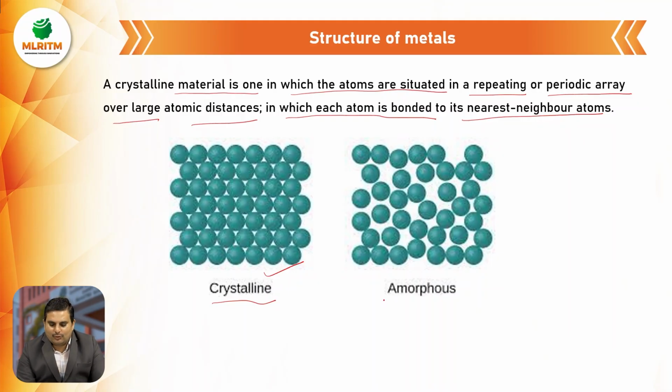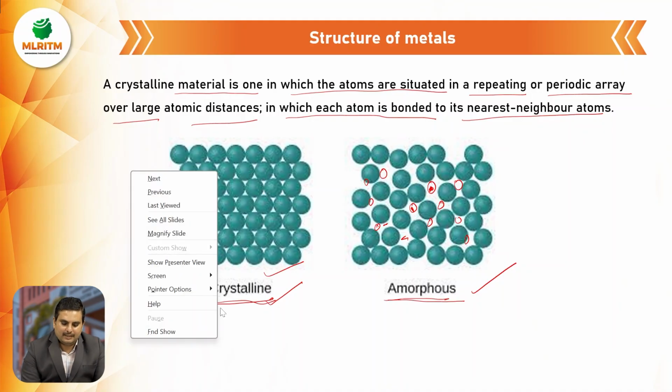When it comes to amorphous material, we have vacancies or spaces between the atoms. You can observe here, these are all the spaces available. It means they are not arranged in a particular order. The crystalline material is arranged in a particular order, in a particular manner, whereas amorphous material is not like that. It is different.